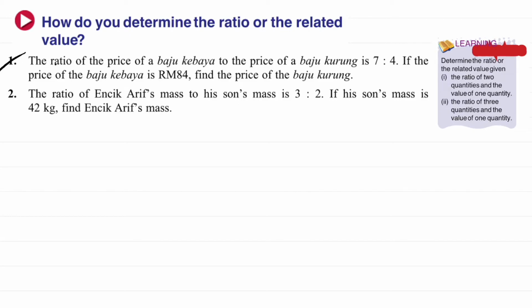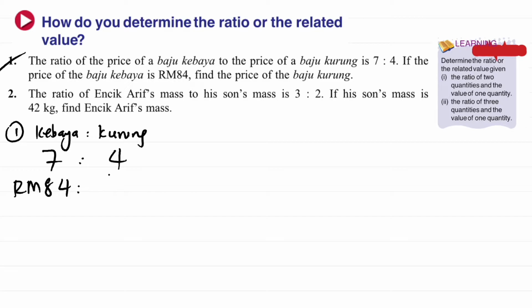The ratio of the price of a baju kebaya to the price of a baju kurung, in number 1 here, you have kebaya to baju kurung. The ratio is 7 to 4. Now, if the price of the baju kebaya is RM84, find the price of the baju kurung. So now you are given one quantity, which is the price of baju kebaya, RM84. You want to find another quantity. If we don't know this, we denote it as X, any unknown.